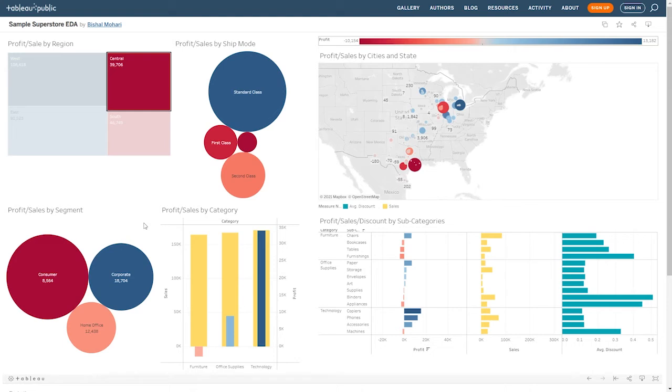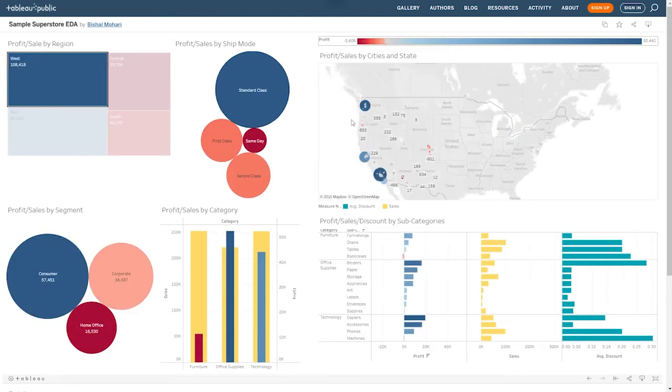Now, moving on to the western region. Here we can observe that Seattle, San Francisco, and Los Angeles have the most amount of profit, and we have a very small amount of losses that are being made by the furniture region. Now, looking into our category, our furniture has the most amount of sales.